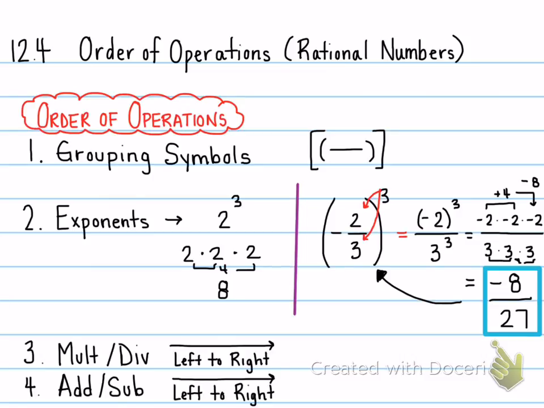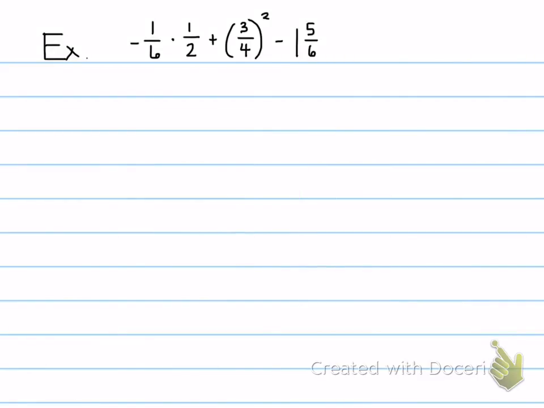In our last two steps, we look through the problem and do all of our multiplication and division from left to right, and then all of our addition and subtraction from left to right. So what we're going to do now is just a few examples. I want you to try the example before I go through it in the video, just to see if you're getting them right beforehand. Okay, take a second to write this problem down, and then pause the video and try it on your own.